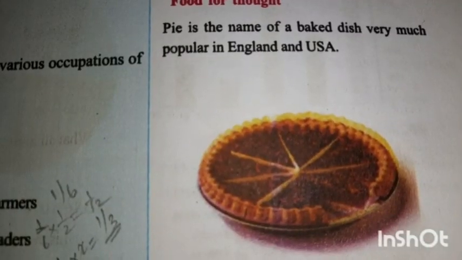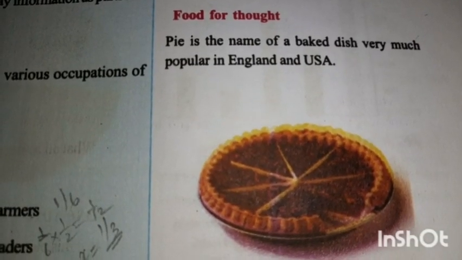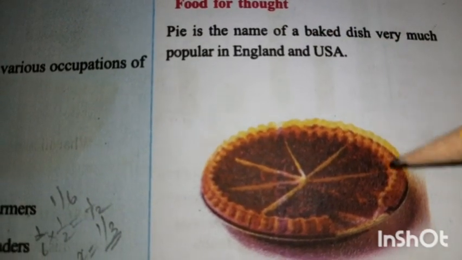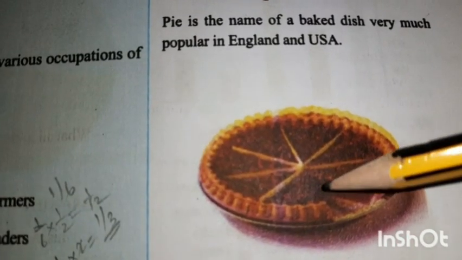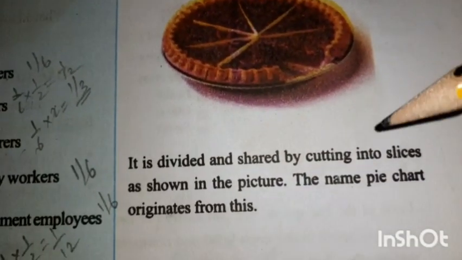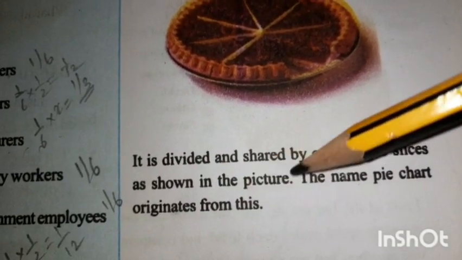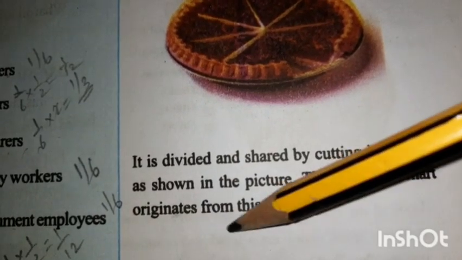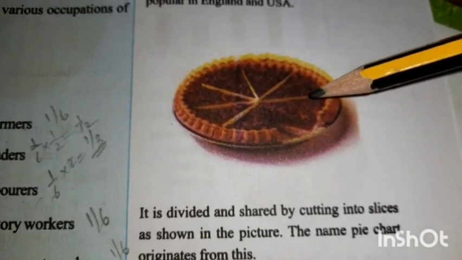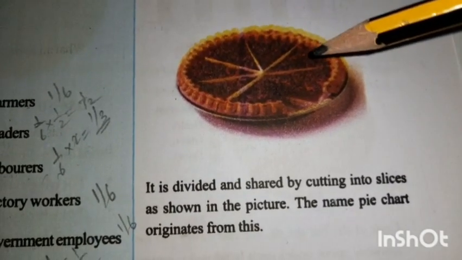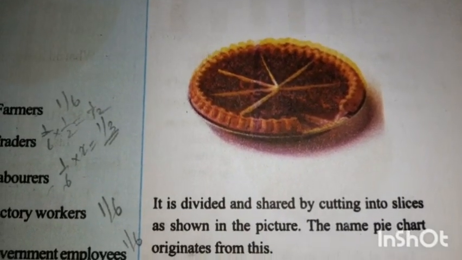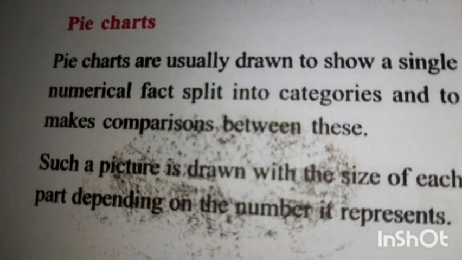Where does the name pie chart originate from? Pie is a baked dish very popular in England and the USA, like a pizza. You know a pizza is cut like this, each part divided and shared by cutting into slices, as shown in the picture. The name pie chart originates from this baked dish that should be cut into correct pieces or correct shapes.